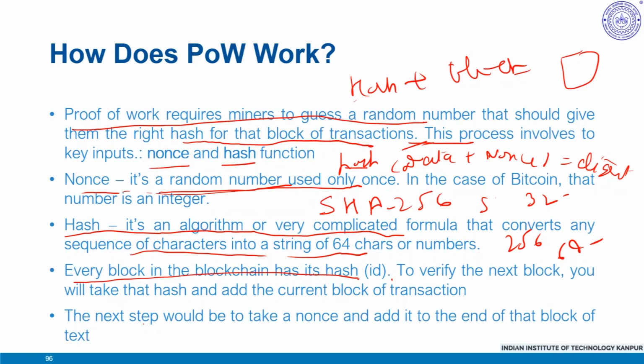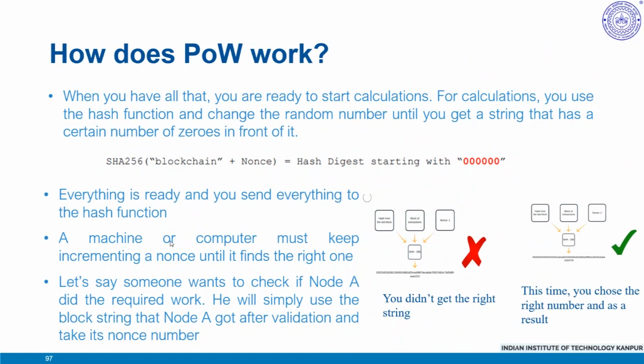Now the next step would be to add a nonce to it. So the third component is the nonce, and you add it to the end of the block of text. Now you have a big block of text which contains the hash of the previous block. So you have the hash of the previous block, the block of text, plus a random number, the nonce. So you have three key inputs. Now when you have all these inputs ready, you're ready to start the calculations.